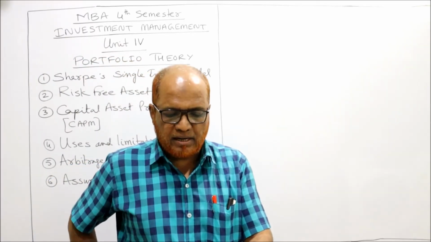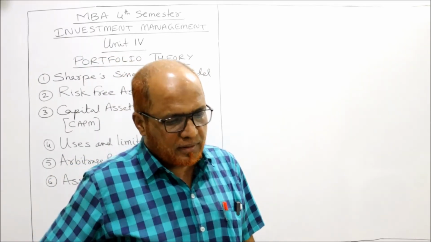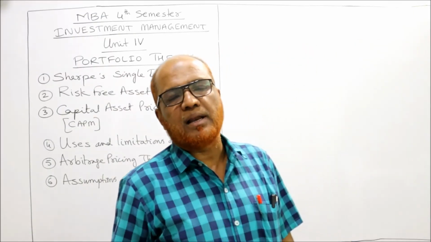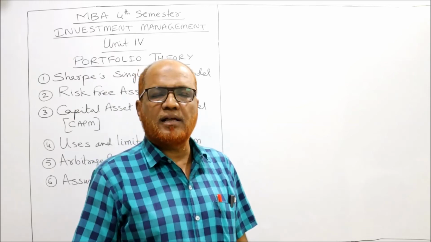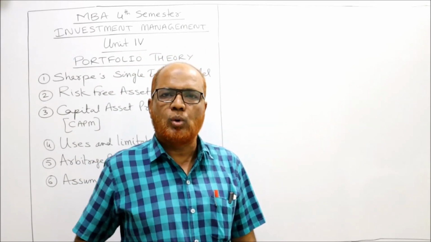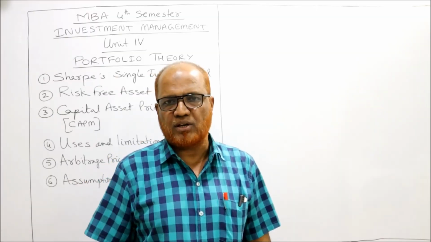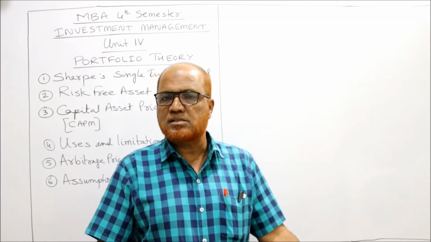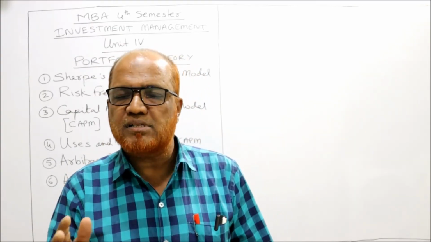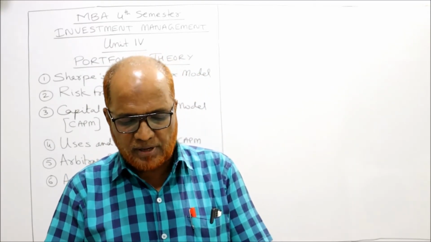Second, investors are primarily concerned with unavoidable risk. That means the investors are not bothered about avoidable risk because they can control it by diversification. But unavoidable risk cannot be avoided. So investors are more concerned about unavoidable risk.